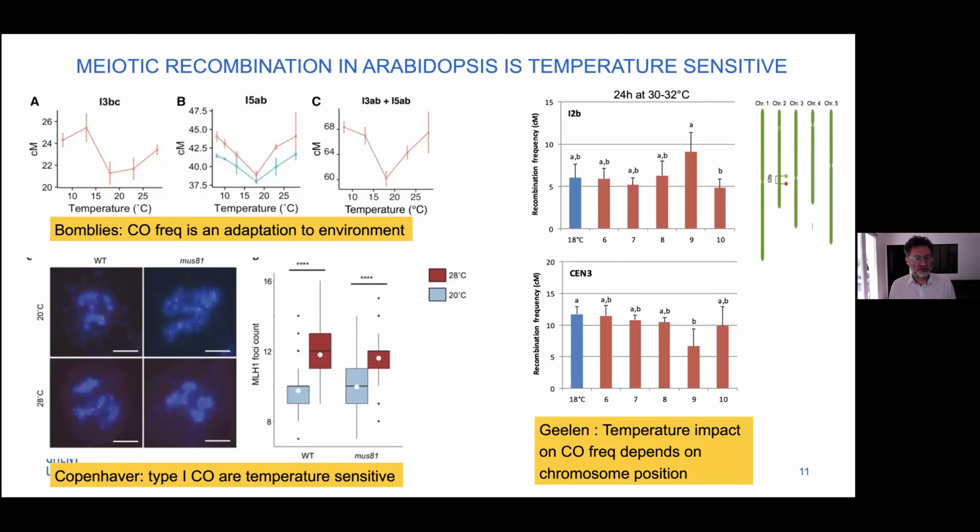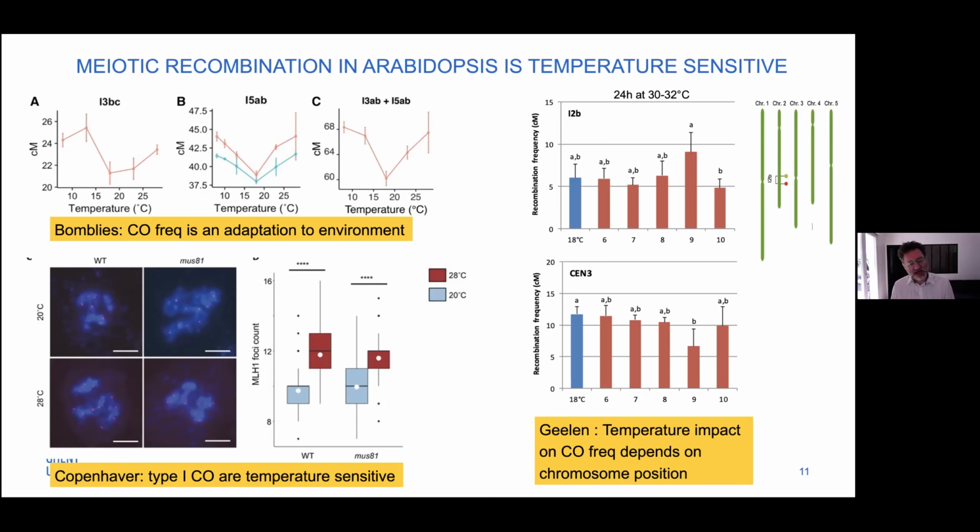Now, in general, temperature is affecting not only the position of recombination, but also the frequency. And this has been reported by 3 research teams in recent years. The Bomblies lab has shown that temperature actually has an optimum. And when you go below or above an optimum temperature, you can have an increase in the recombination frequency.